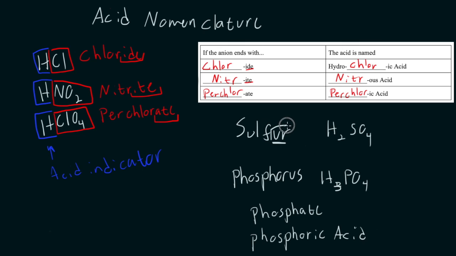For sulfur, I keep that UR on it, and this is for all sulfur-related acids. Sulfate, sulfite, sulfide. Phosphoric acid, and phosphorus is going to be the same way. I'm going to keep that OR on it when I make my acid name. So phosphate becomes phosphoric acid, phosphite would become phosphorous acid, and phosphide would become hydrophosphoric acid. Okay? So that's everything we need to know about acid nomenclature.